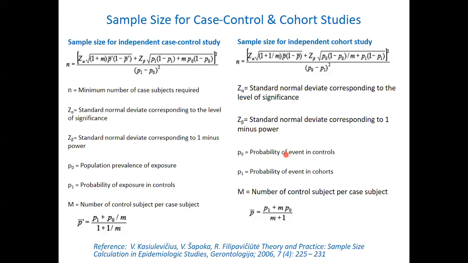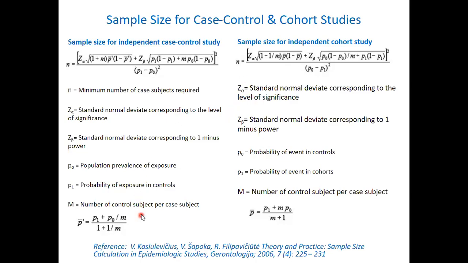Now, the number of control subjects per case subject, can you see? That is the M. So it will affect the formula. If you say you want to double it, you put it there. If you look at the formula, M is part of the numerator. So the more you increase the ratio of controls to cases, the more the sample size will increase.